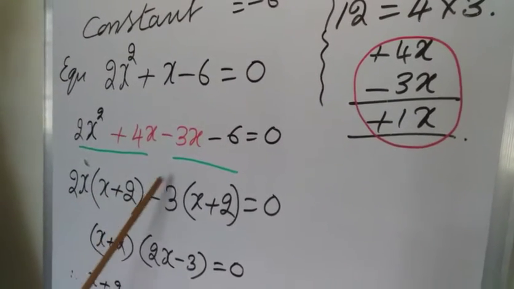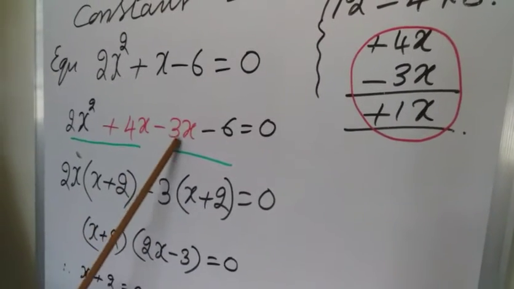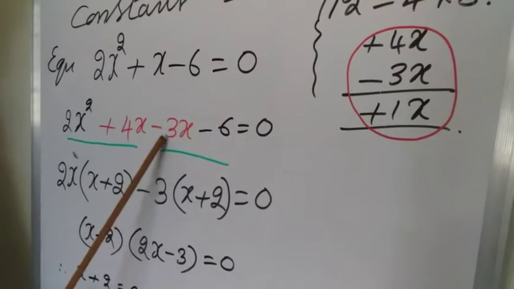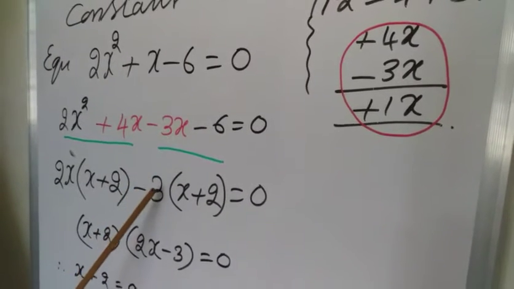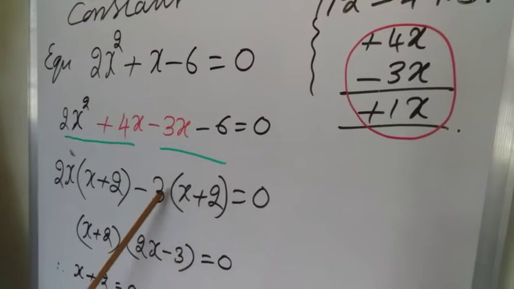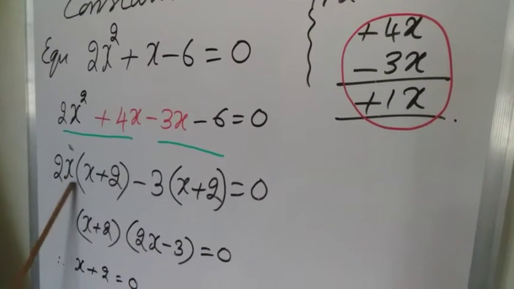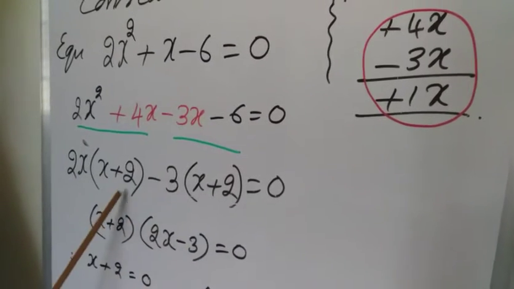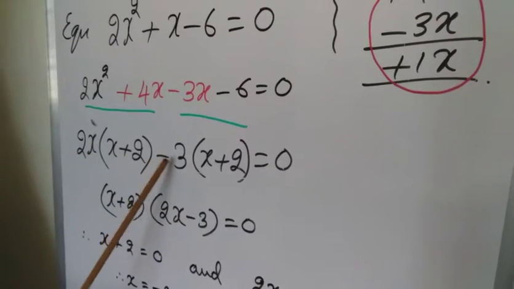Now, from these two terms, minus 3 is common, there is no x common, therefore we divide these two terms by minus 3: minus 3x divided by minus 3 is x, and minus 6 divided by minus 3 is plus 2, equal to 0. Now there are two terms, the first term and the second term. From these two terms, x plus 2 is common and the remaining is 2x minus 3.